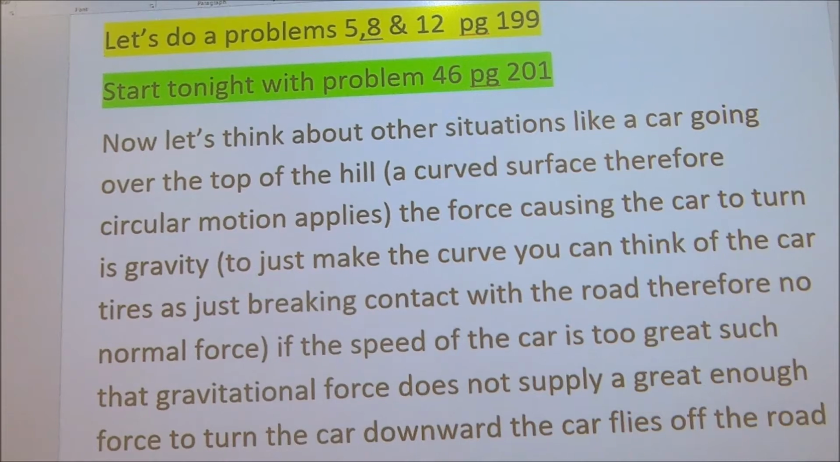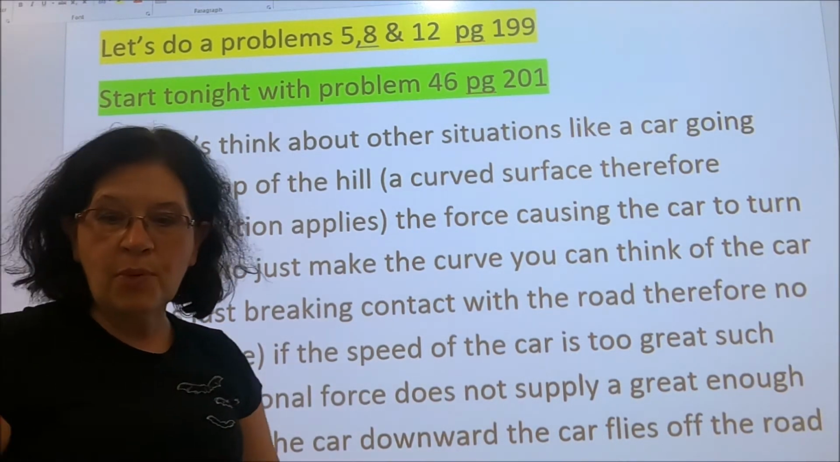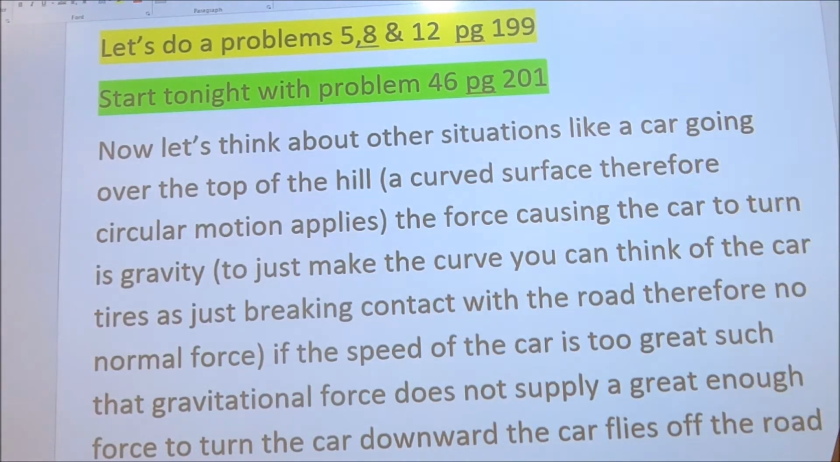Okay, guys, here we go. We're going to start problem solving, and we're going to start with problem 5 at the end of the chapter. Let me read it to you. It says a 1,500 kilogram car drives around a flat 200 meter diameter circular track at 25 meters per second. What is the magnitude and direction of the net force on the car?